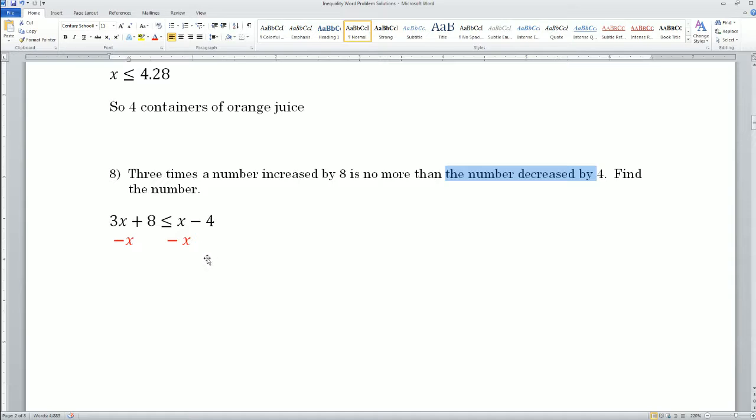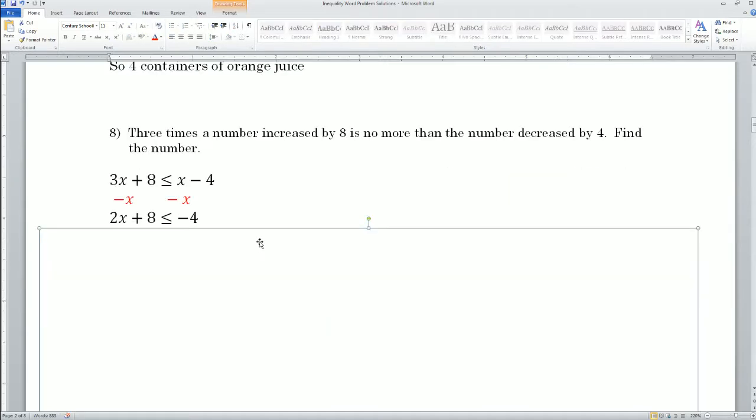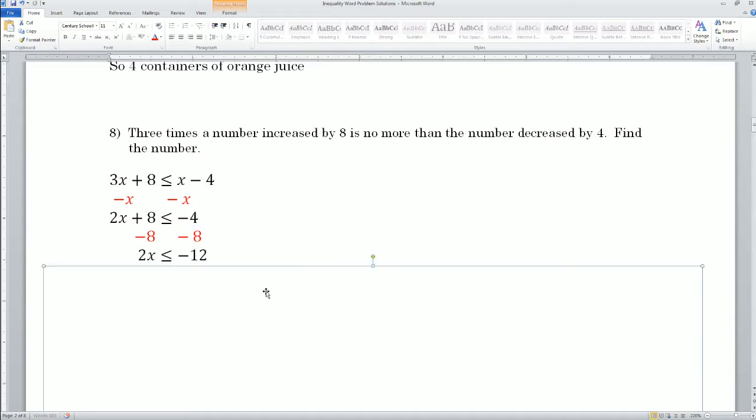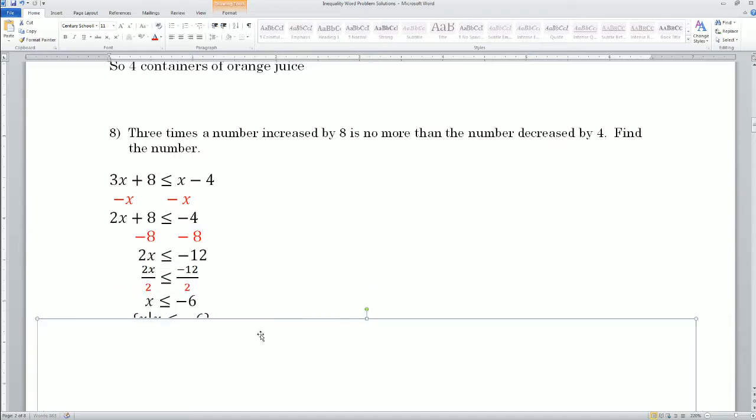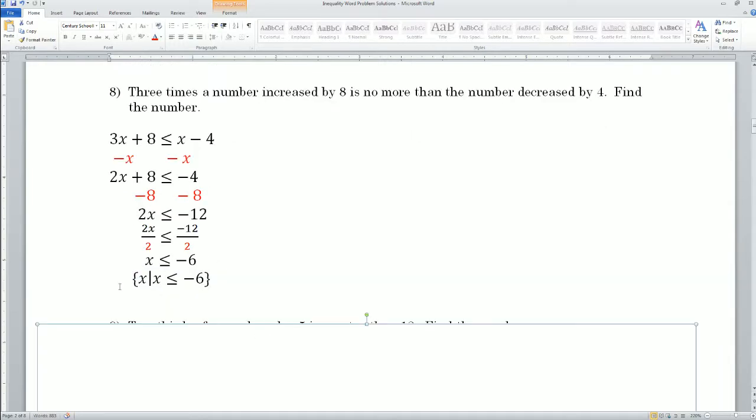So move the variable first. Our smallest variable is x, so subtract x from both sides. We get 2x plus 8 is less than or equal to negative 4. Subtract 8, then divide by 2. I'm dividing by a positive value, so I do not have to flip the inequality. I get x is less than or equal to negative 6 as my answer. This is in set builder notation.